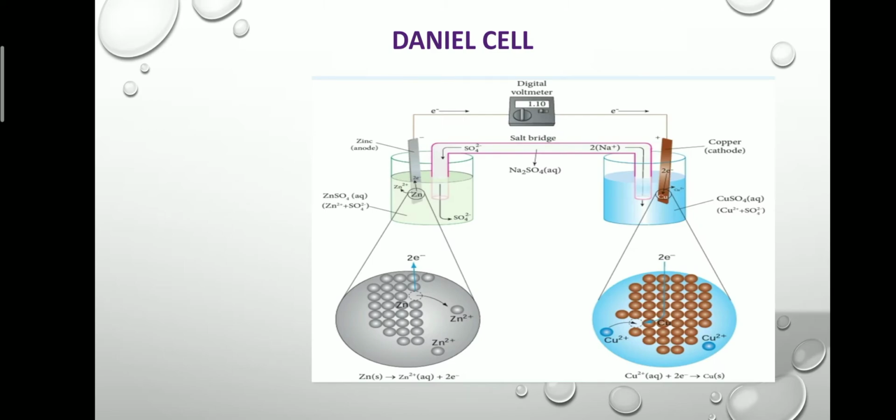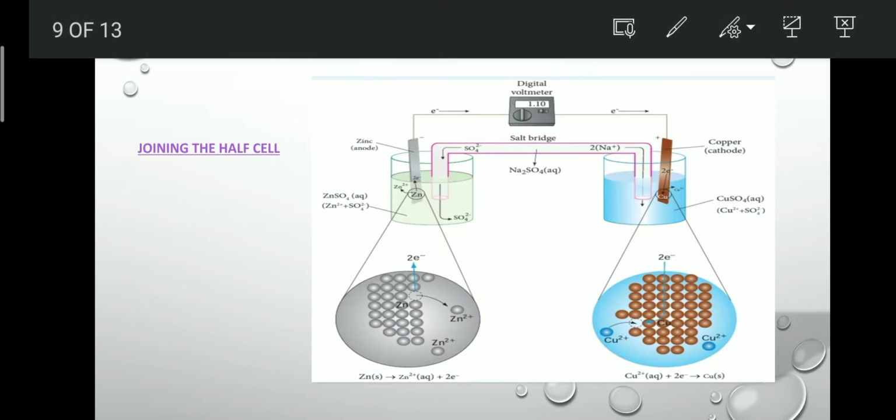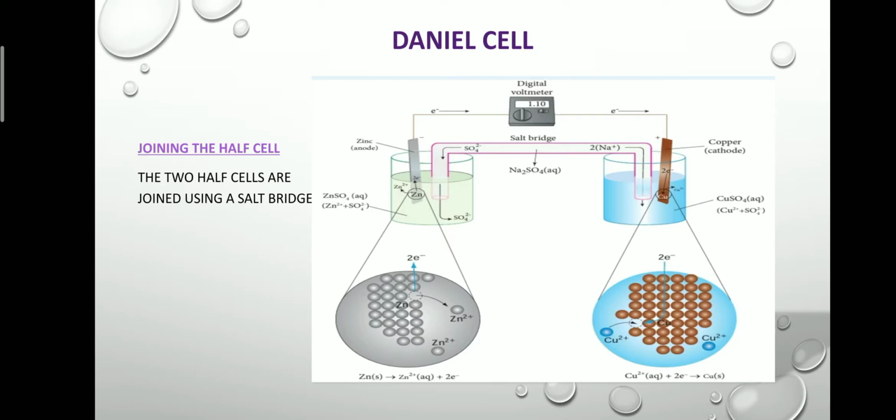And this is the whole representation of a Daniell cell. Here the two half cells, anodic half cell and cathodic half cell, are linked together by a salt bridge. Look at here, this is a salt bridge. It's nothing but a U-tube in which we have an electrolyte along with the agar-agar.